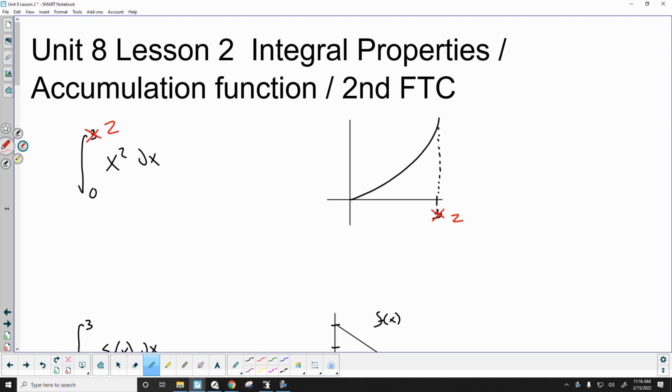All right, we don't have a calculator for this lesson. I have a calculator. Change this to 0 to 2.